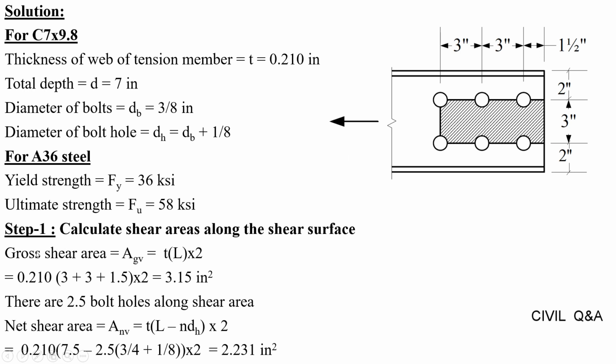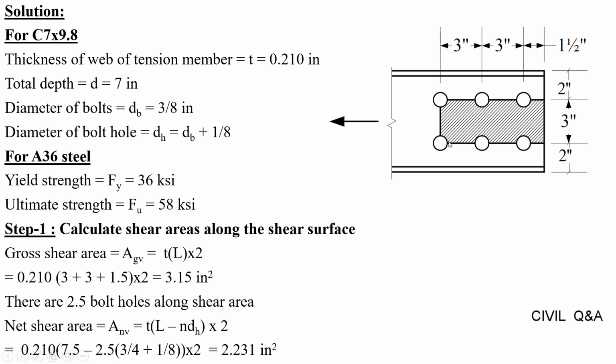We can find that the gross shear area is equal to the thickness of the web times the length of the shear surface times 2, as there are two shear surfaces, 1 and 2. Thickness is equal to 0.210 inch. Length of the shear surface is equal to 3 plus 3 plus 1.5 inch. Putting values, we get the gross shear area along the shear surface.